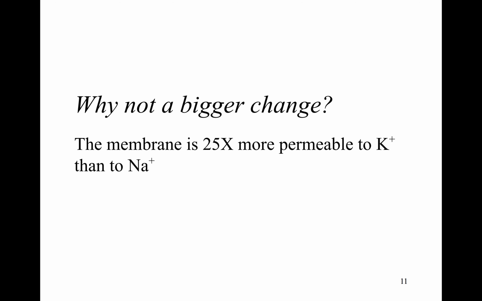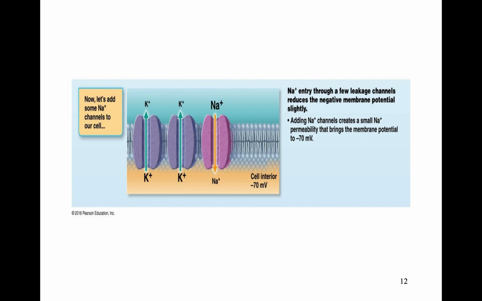So what that means is there's 25 times more potassium leakage channels than sodium leakage channels. So that means we're going to lose a lot more positive ions as potassium's leaking out of all of those channels in comparison to all the positive ions that we're going to gain through those few sodium leakage channels. So the membrane is 25 times more permeable to potassium than to sodium, which means that we're going to lose a lot more positive ions than we're going to gain. So that produces a resting membrane potential of about negative 70 millivolts.